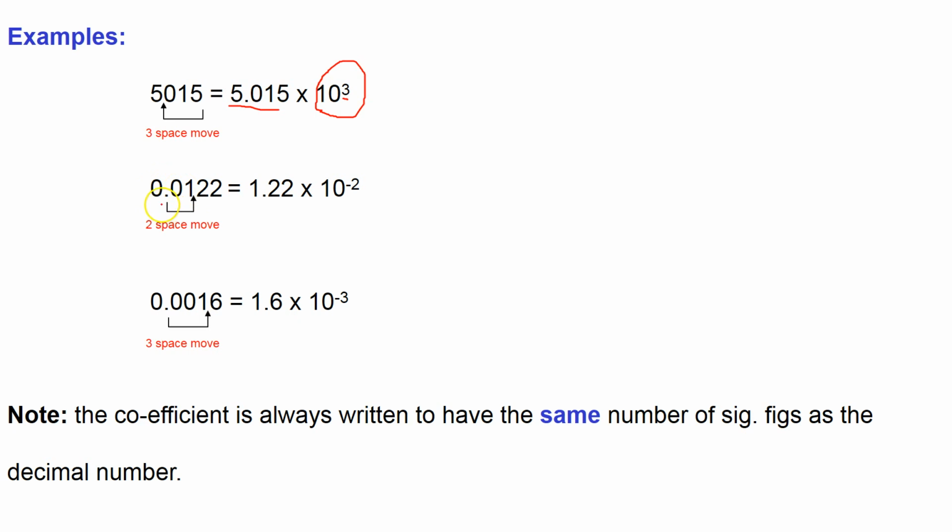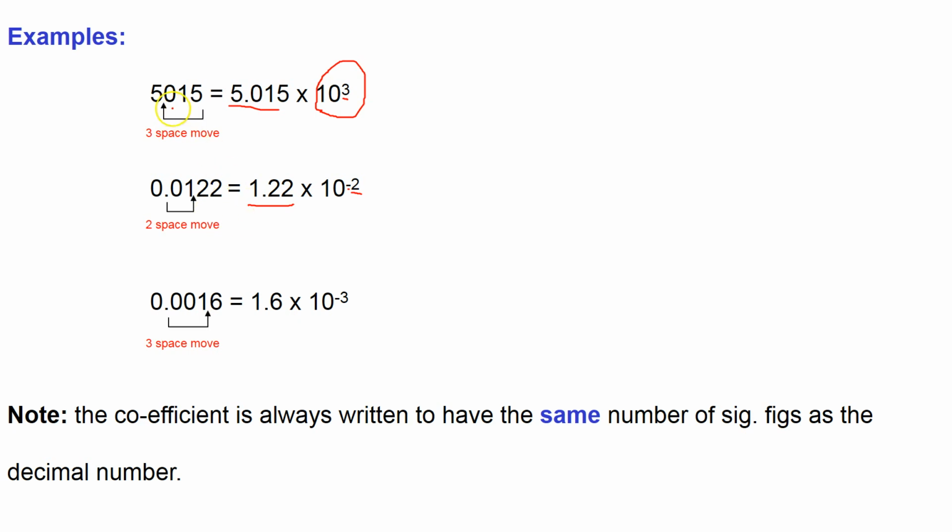Okay, here's a small number, a number that is less than 1. So to get my coefficient, I'm going to move my decimal point 1, 2 spaces to the right. That gives me a coefficient of 1.22. Because I moved my decimal point 2 spaces, I'm going to have a value for my exponent of 2, and it needs a minus sign because I started with a small number.